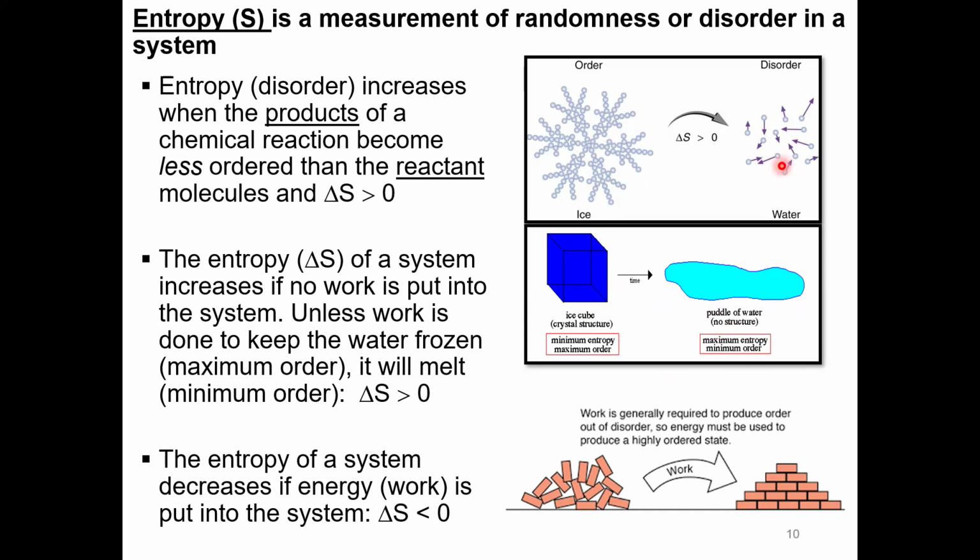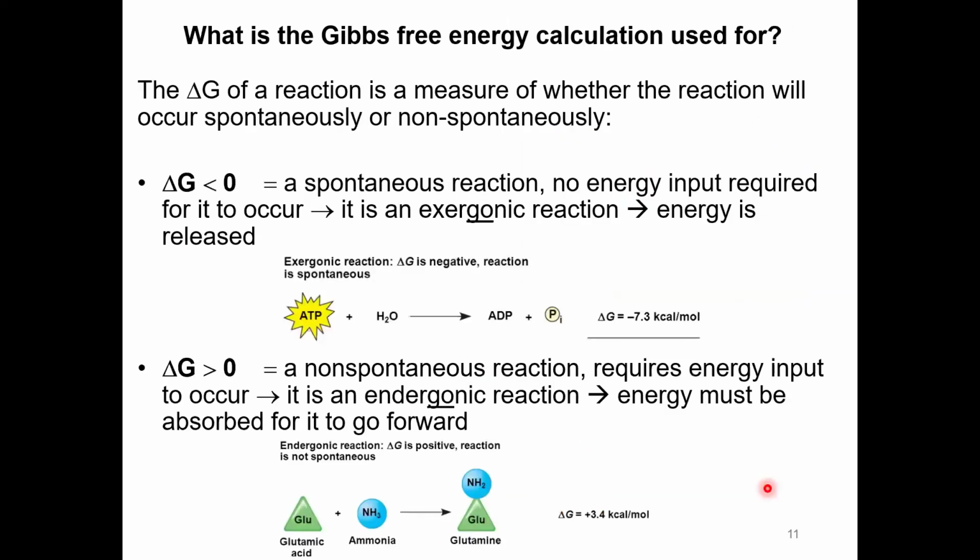Now if the entropy in a system decreases, then delta S is negative, less than 0. So basically work is required to put it out of disorder. The energy must be used to produce a highly ordered state.